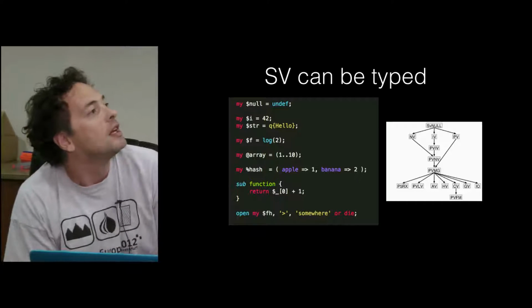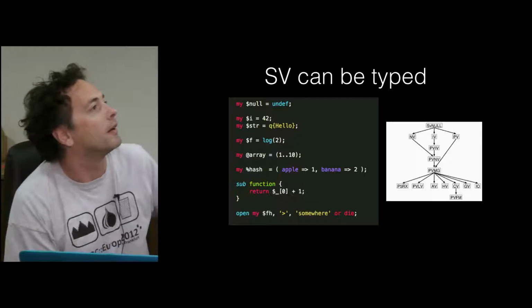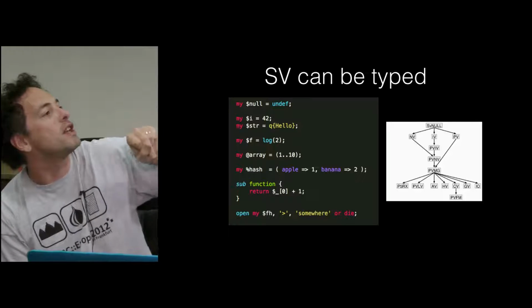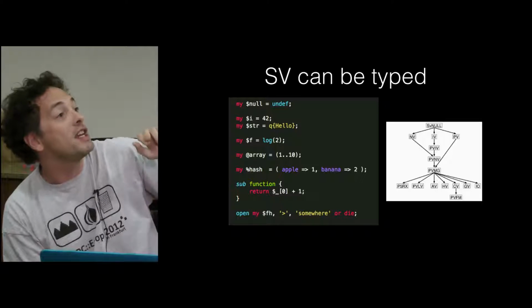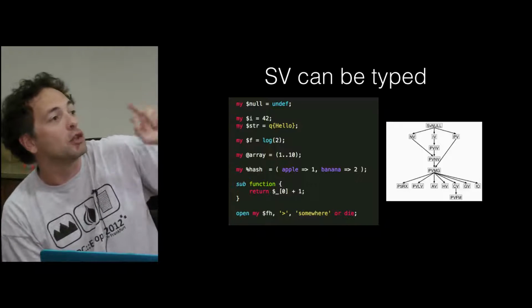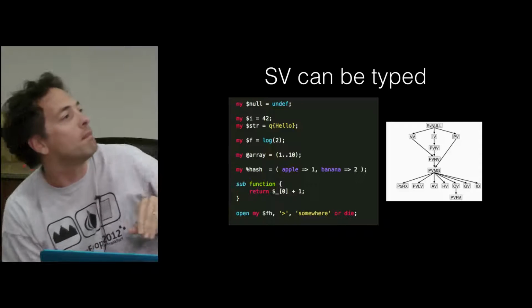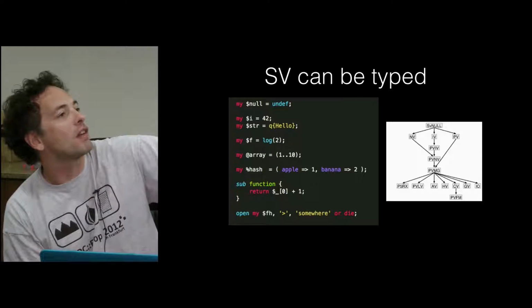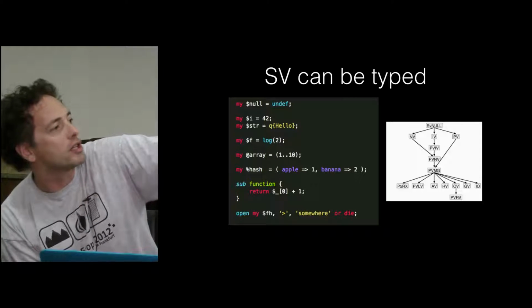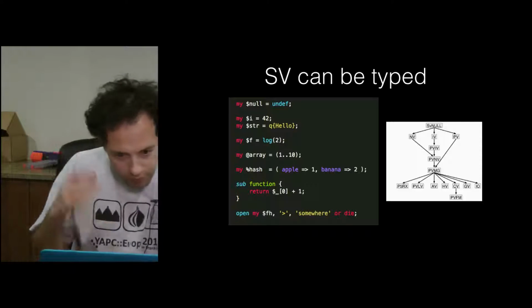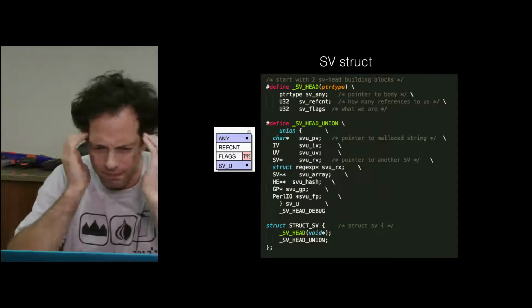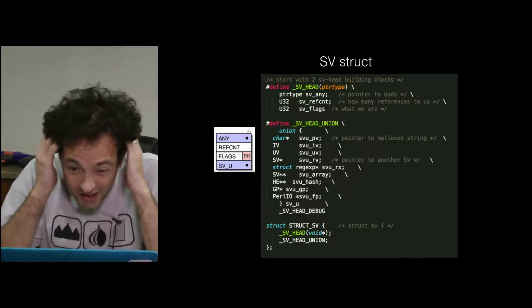It's a pointer, so it's a string. So the string "hello" is a PV. The 42 is an IV. The log of 2 is one NV. Okay, and the array is one AV at the very bottom. And then we have the HV, and we have the IO for the file handler, and the function is a CV.